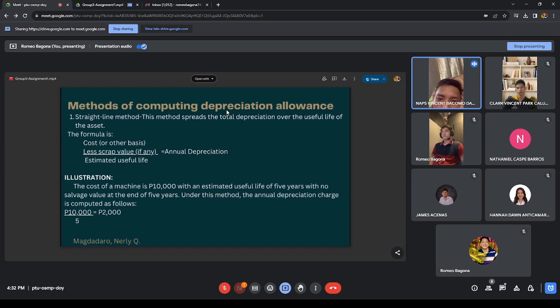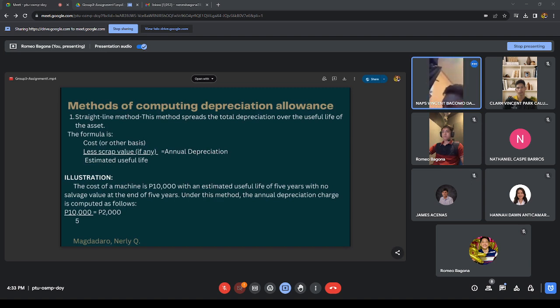So the formula is cost or other basis less scrap value if there is any over its estimated useful life equals annual depreciation. So here we have an illustration. The cost of a machine is 10,000 pesos with an estimated useful life of 5 years with no salvage value at the end of 5 years. Under this method, the annual depreciation charge is computed as follows.